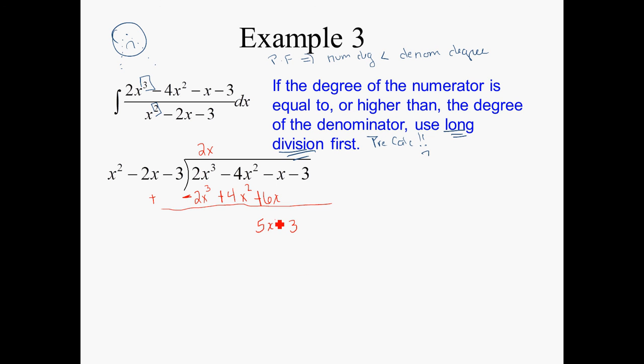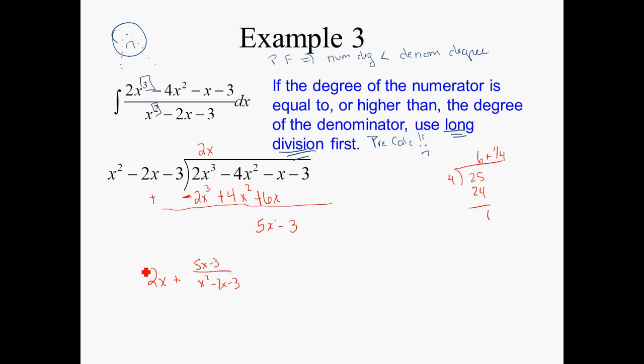Since now this is degree 1 and I'm dividing by degree 2, I know I can stop. I also taught you what to do with the remainders, right? Just like when you divide 4 into 25, you get 6 with a remainder of 1. Well, what does that mean? That's 6 and 1 out of 4, right? You have 1 remaining out of the divisor 4. So how do you write this? 2x and (5x minus 3) over (x squared minus 2x minus 3).